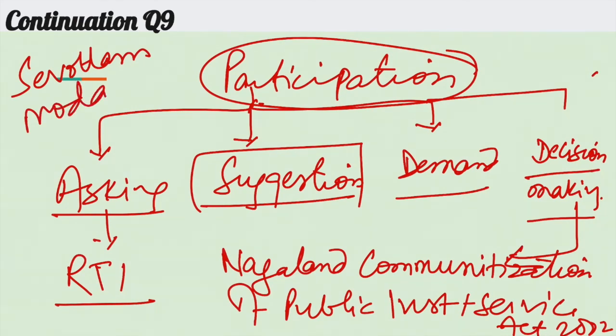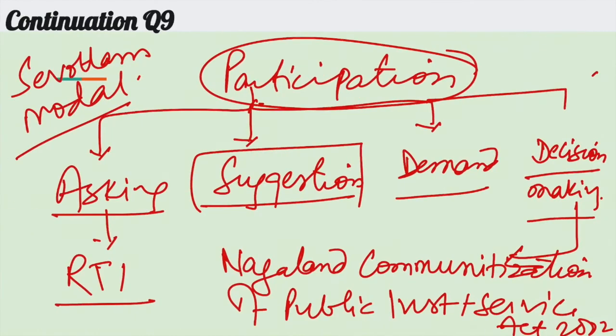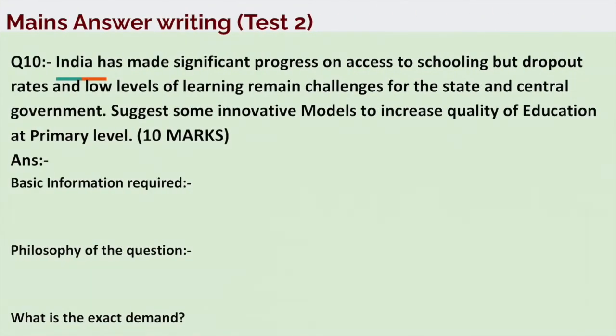And lastly, you can also talk about the citizen charter, and in the conclusion you can use the Sevottam model. Sevottam model means Seva plus Uttam. Understood? And this can be achieved. Once it is achieved, then only you can say that the governance is well measured. Understood? In this way, you can address such a typical question very simply.